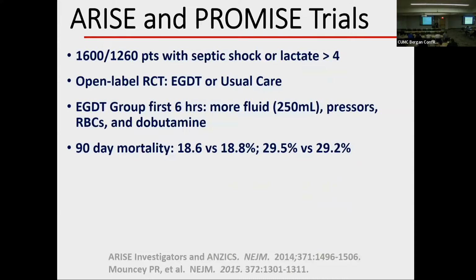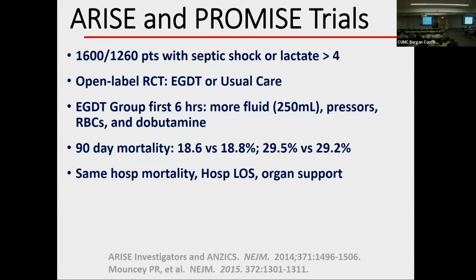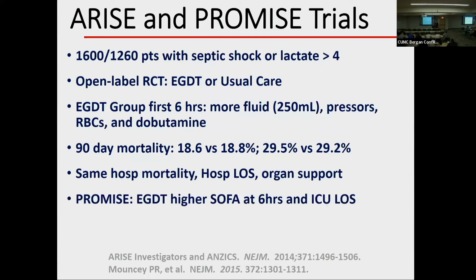They also found that early goal-directed therapy gave more fluid, more red cells, more dobutamine in the first 6 hours, but no differences in 90-day mortality, hospital mortality, length of stay, organ support. They did actually see a difference in SOFA scores and length of stay, but it actually favored usual care and not early goal-directed therapy.